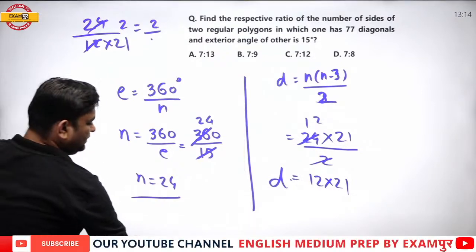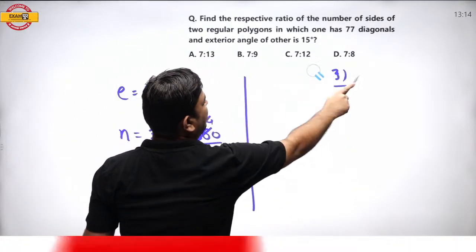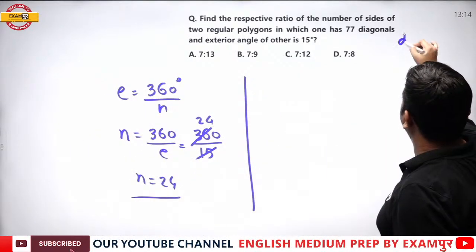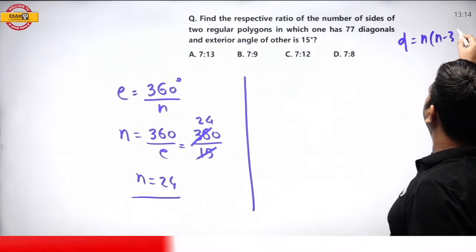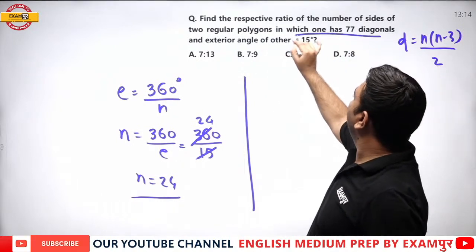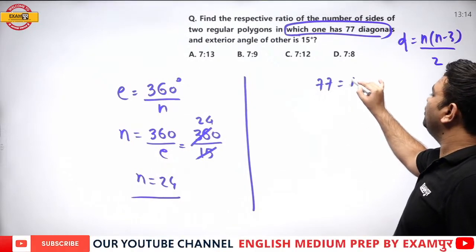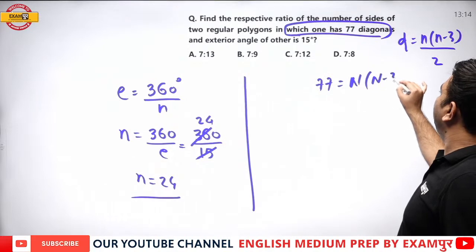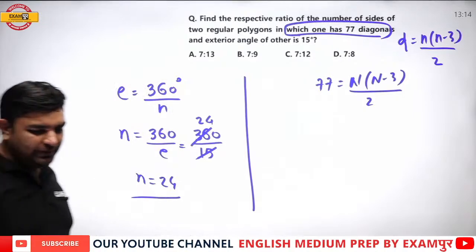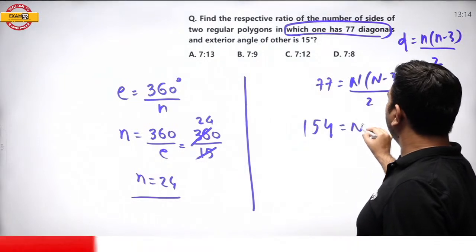Okay. Different question. This is another polygon. Yeah, the formula is correct: n into n minus 3 divided by 2. But this polygon is different. Its diagonals are already given. So 77 is equal to capital N into n minus 3 divided by 2. So 154 is equal to n into n minus 3.